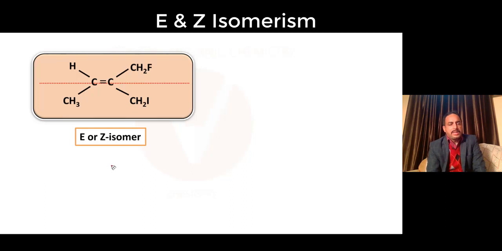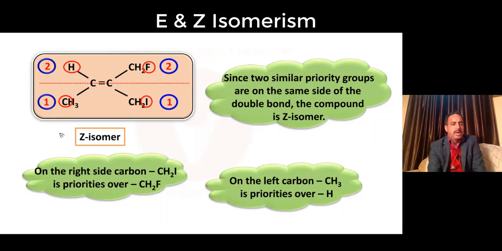Now another example we can take here to see how to assign E or Z isomerism. Again, in the same compound, a very similar question. In the left hand side, first point of attachment is carbon, here hydrogen. Carbon will be more preferred. It will be numbered 1, whereas this hydrogen will be numbered as 2. This is of least priority as compared to the carbon atom.